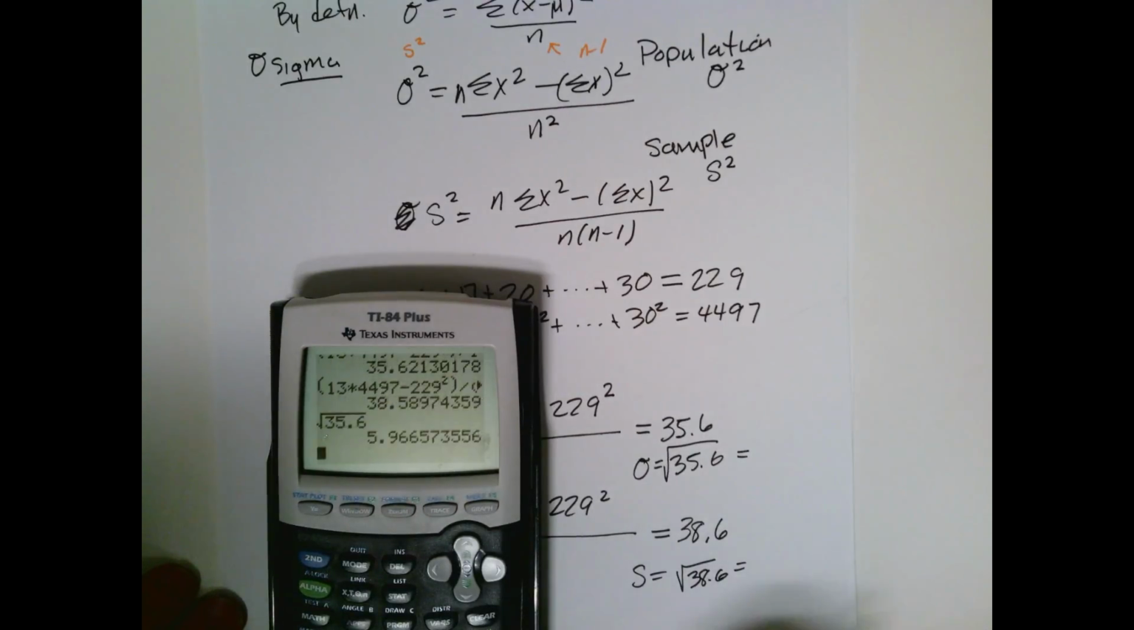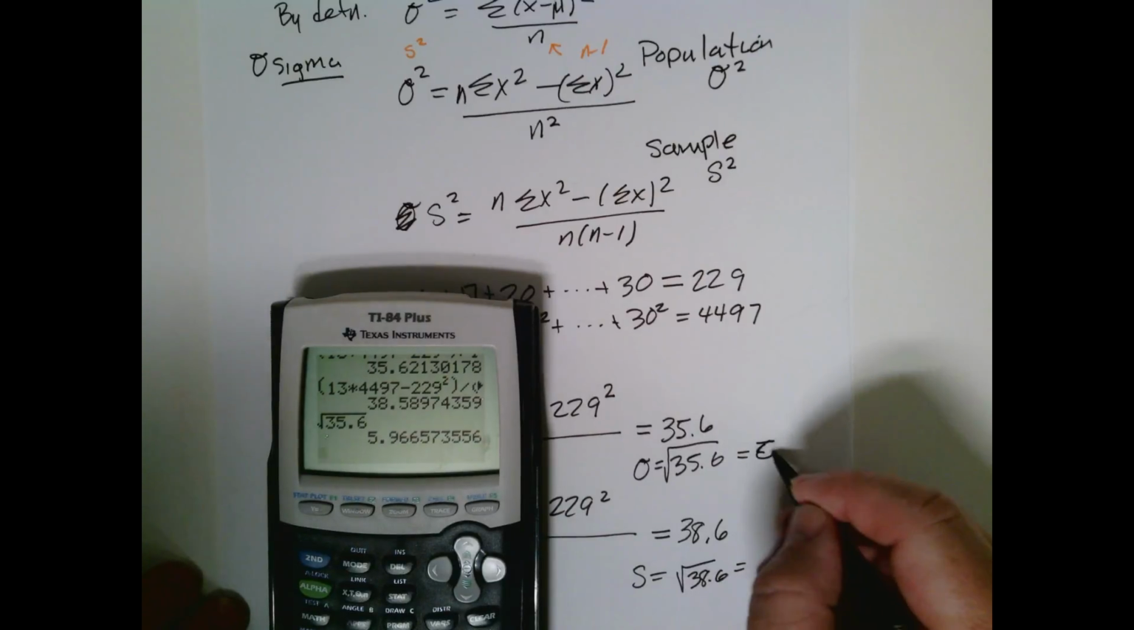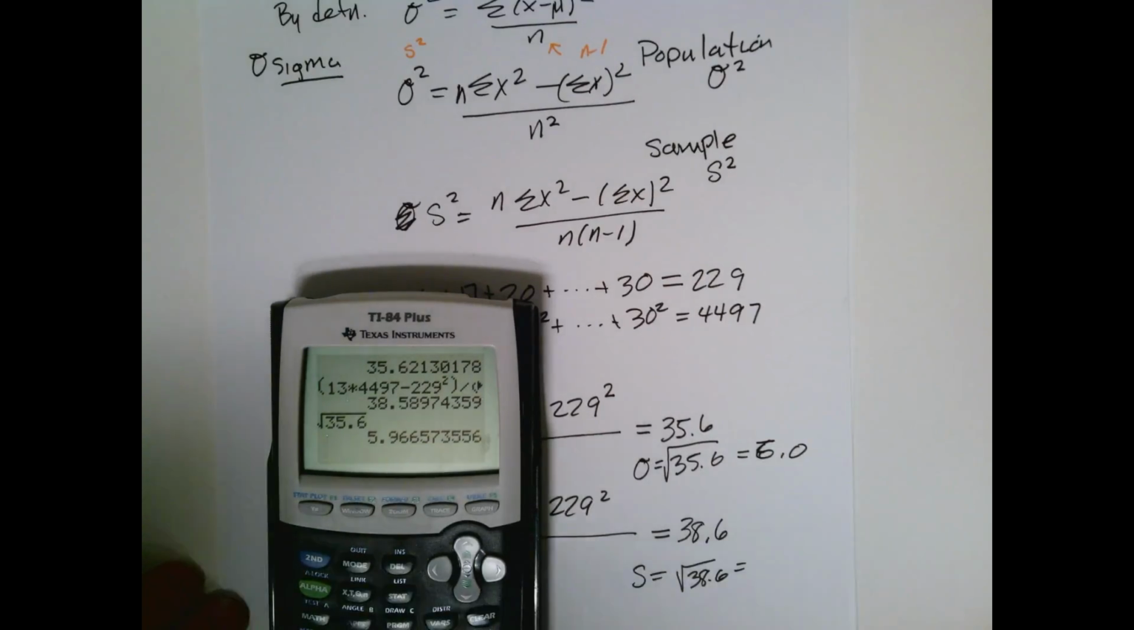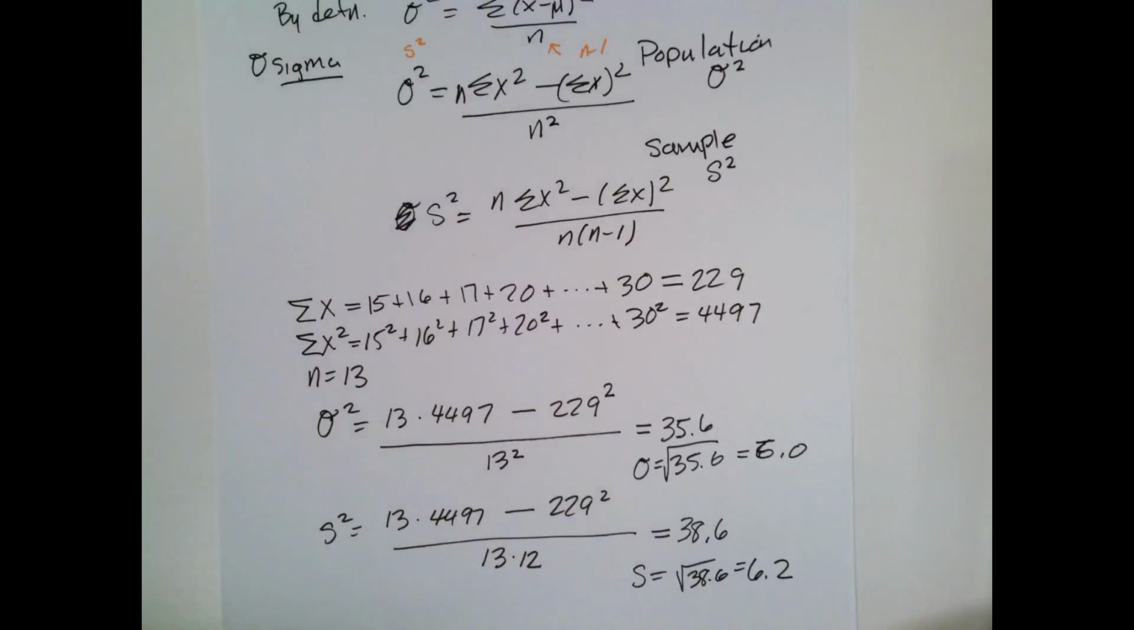35.6. We get 5.9, so I guess we round off to 6.0. Alright, so this one for the sample, 38.6 square root, and you get 6.2. Slightly different, but not a whole lot.